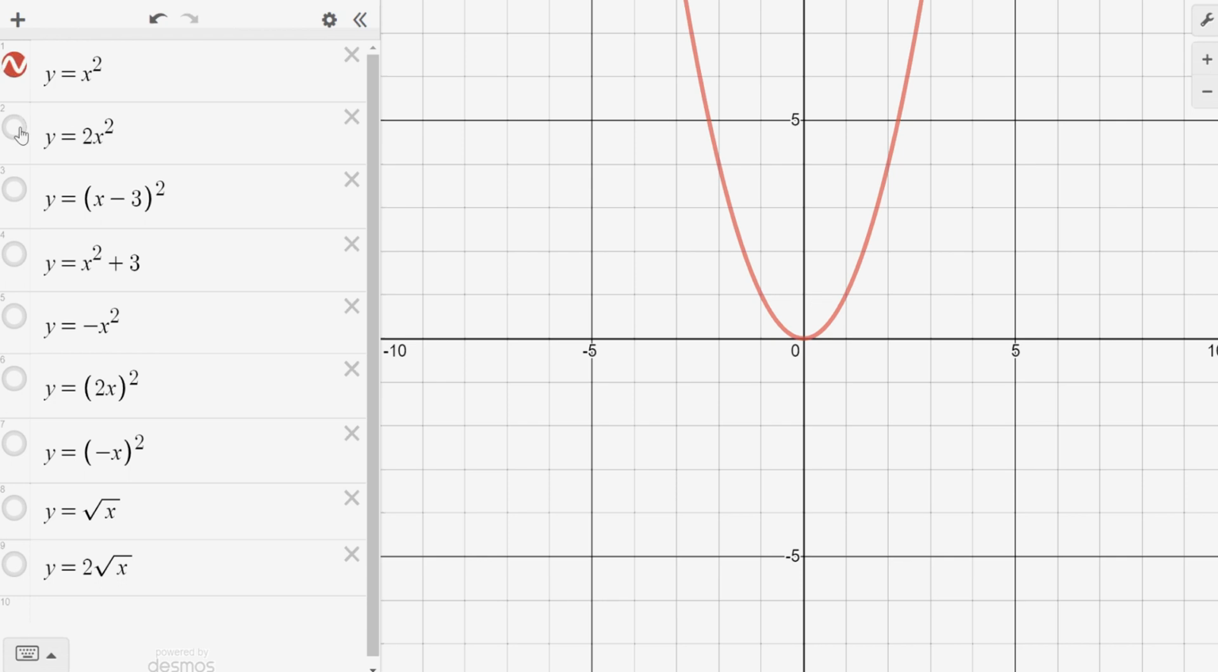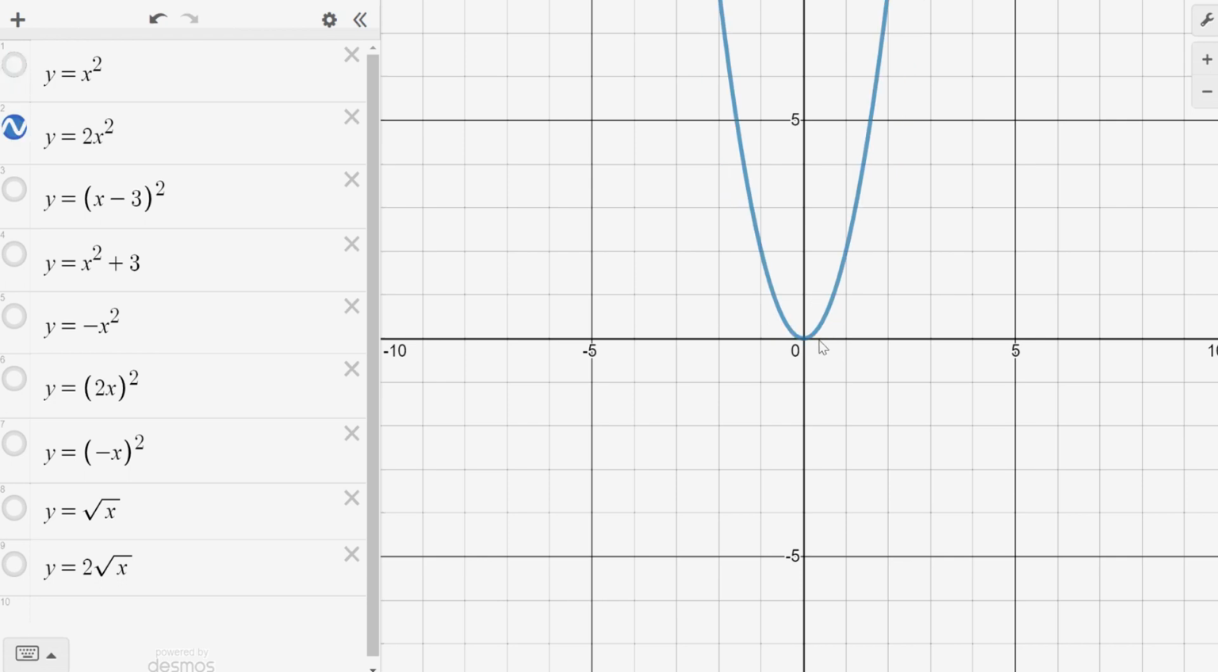So then if I click on the blue one, get rid of the red one for a second, our vertex is 0, 0, because 2 times 0 squared is 0. Then if we go over 1, it's up 2, instead of over 1, up 1 like the red one was. It's over 1 and up 2 because 1 squared is 1, times 2. And then the next point would be over 2, up 8, because 2 squared is 4, and 4 times 2 is 8. So it stretches it. It's called a vertical stretch. And we'll summarize here in a few minutes.